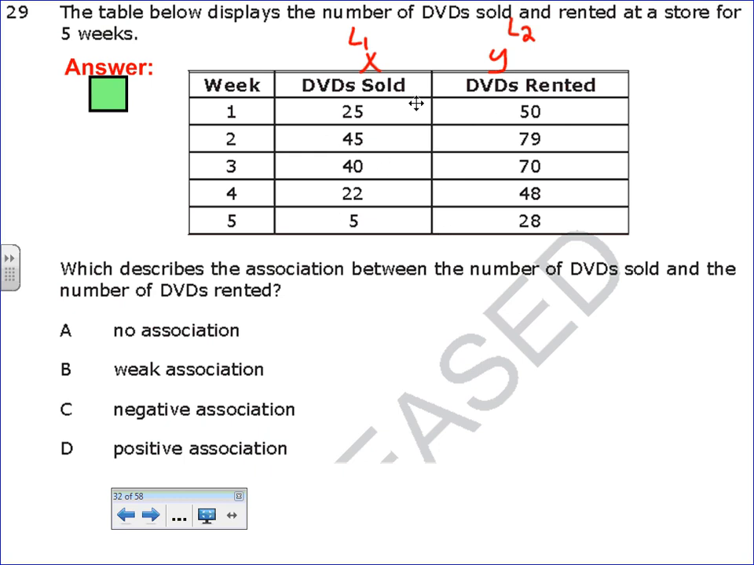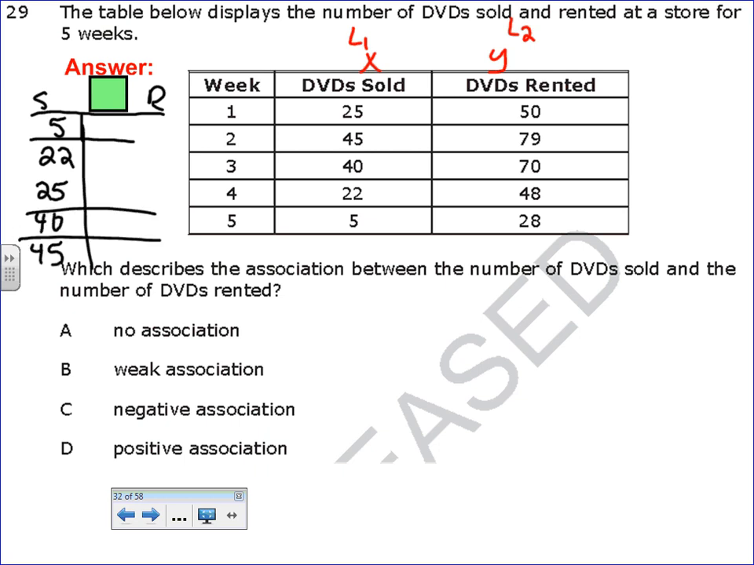Now, if you're not using your calculator and you want to do it by hand, you need to put them into the correct order. So this is where I'm going to put from my sold, this is my rented. Order from smallest to biggest would be 5, 22, 25, 40, and 45. And then I always put the numbers that match it. So it goes 28, 48, 50, 70, and 79.